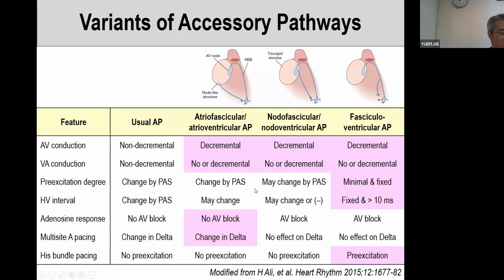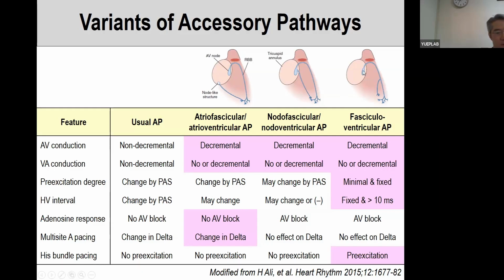with atrial stimulation, because the atrioventricular pathway has 2 pathways. One pathway is here and the other conduction is through the AV node. So when it comes to ventricular activity, there are 2 inputs. If we pace the atrium, the two conduction pathways compete for ventricular excitation. So the pre-excitation degree can be changed by atrial pacing, like a usual pathway.